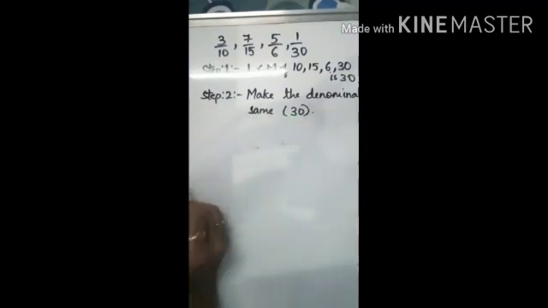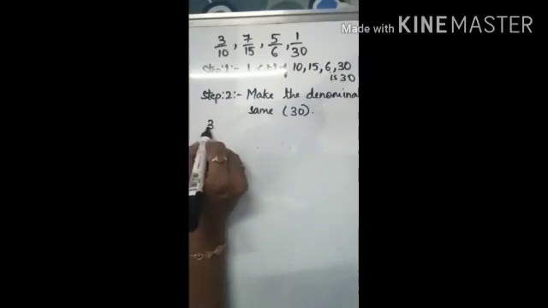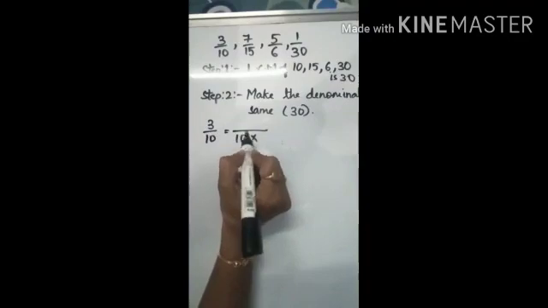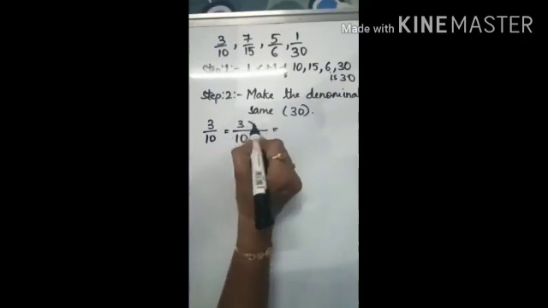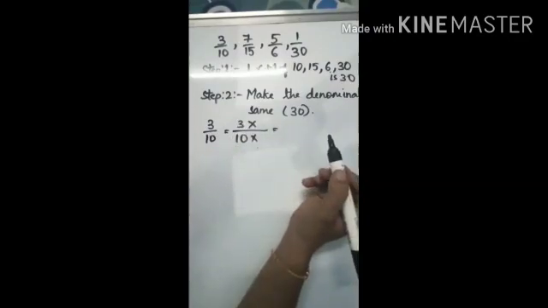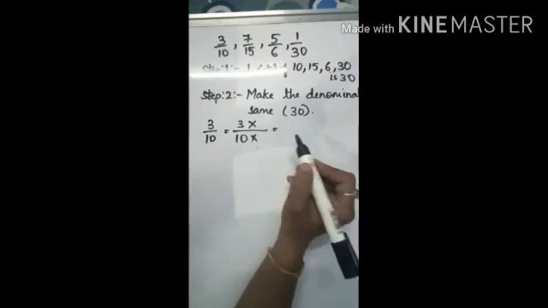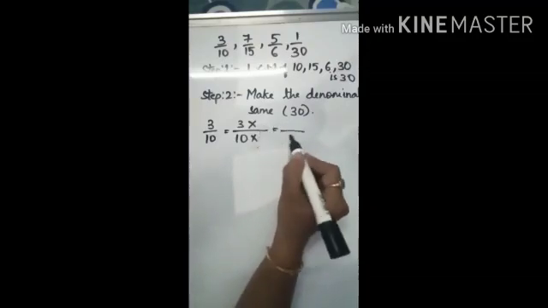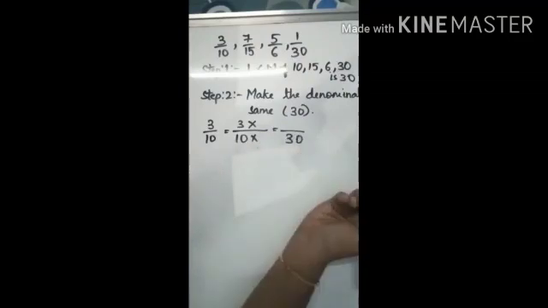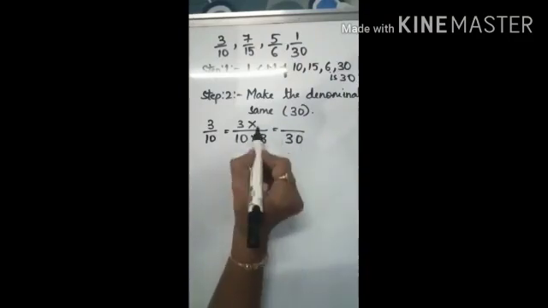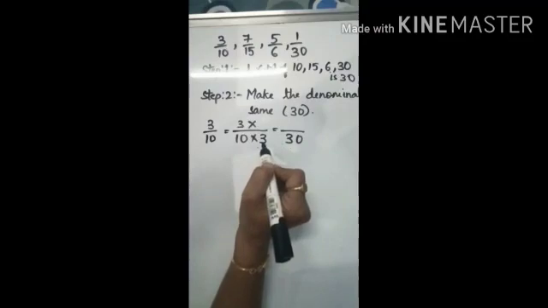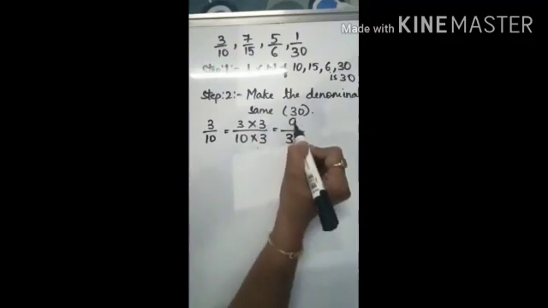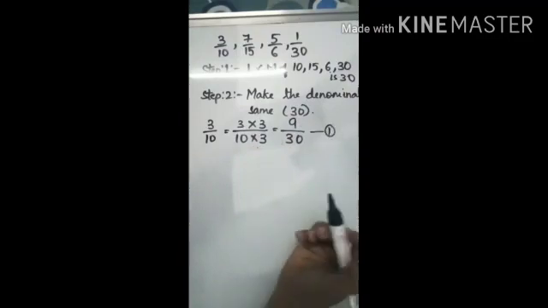Same as in 30. We take the first one, that is 3 by 10. If I multiply the numerator by a number, I have to multiply the denominator. If I multiply the denominator by a number, I have to multiply the numerator also by a number. Now 10 has to become 30, so I have to multiply by 3. When I multiply the denominator by 3, the numerator also should be multiplied by the same number. So this is my first resultant fraction.